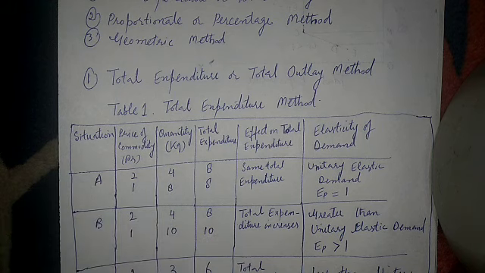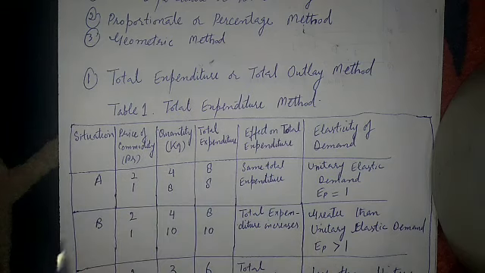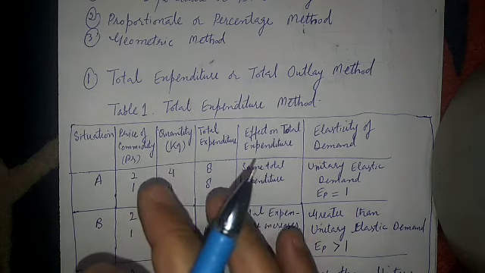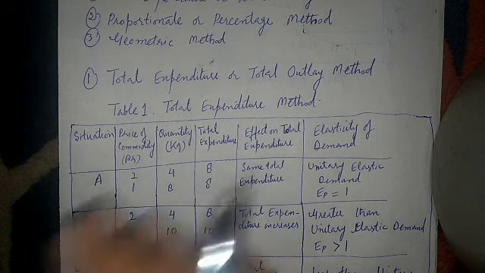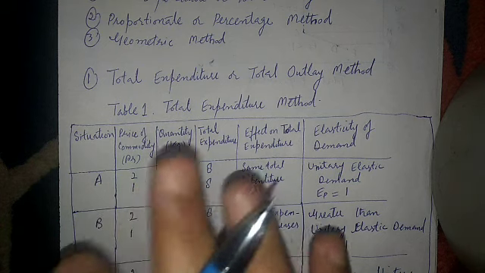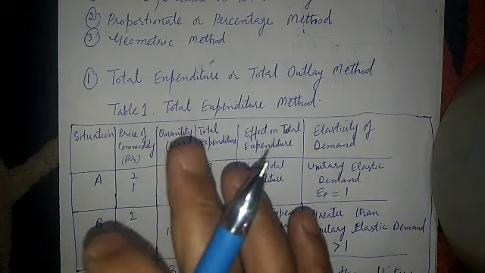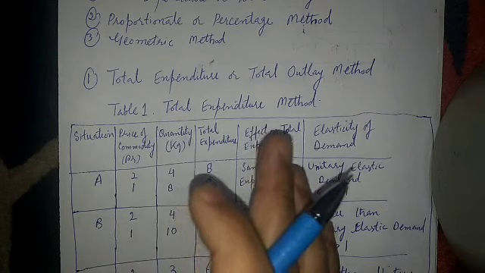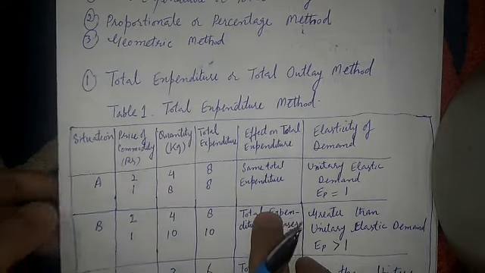And the third situation is if with a fall in price of a commodity total expenditure decreases and with a rise in its price total expenditure increases, then demand for that commodity is less than unitary elastic. In this case, total expenditure goes in the same direction as the price does. Now I will show you with the help of a table and diagram.